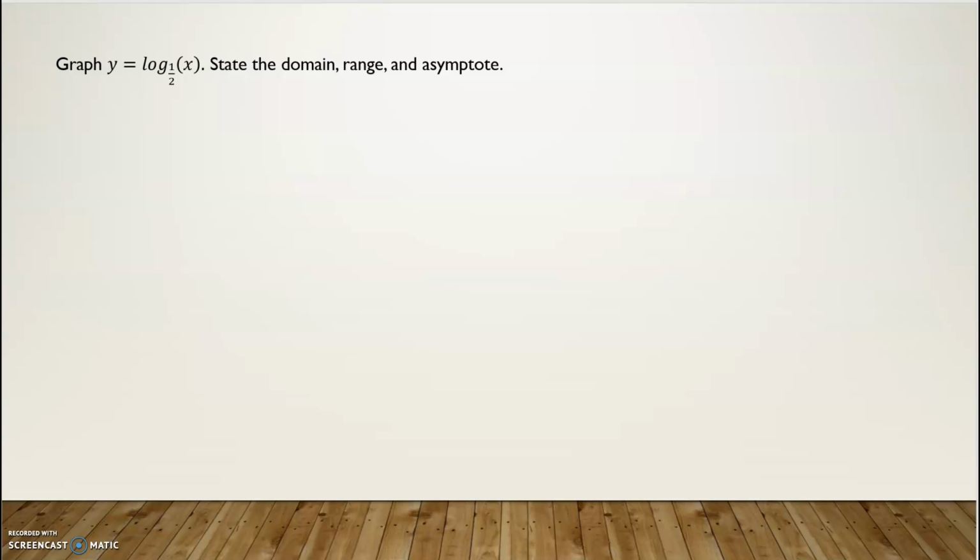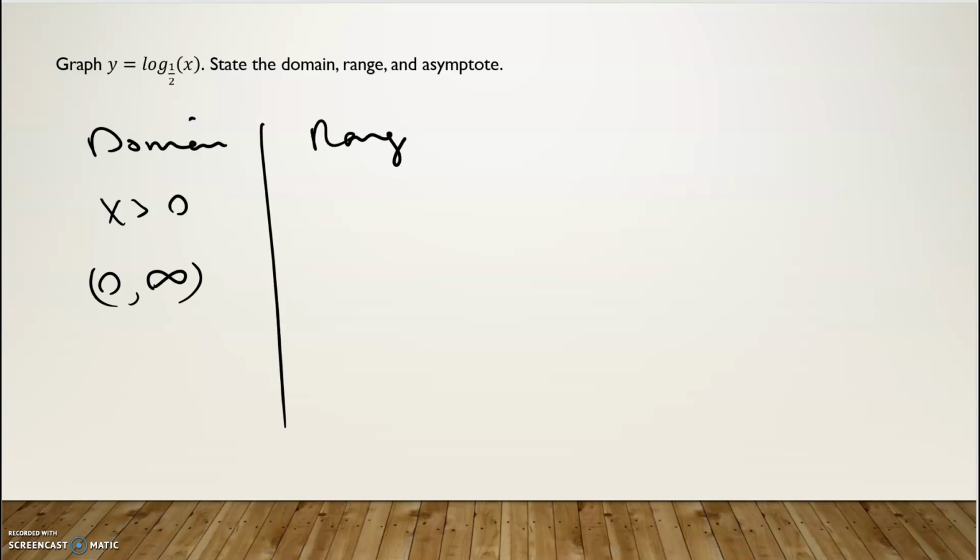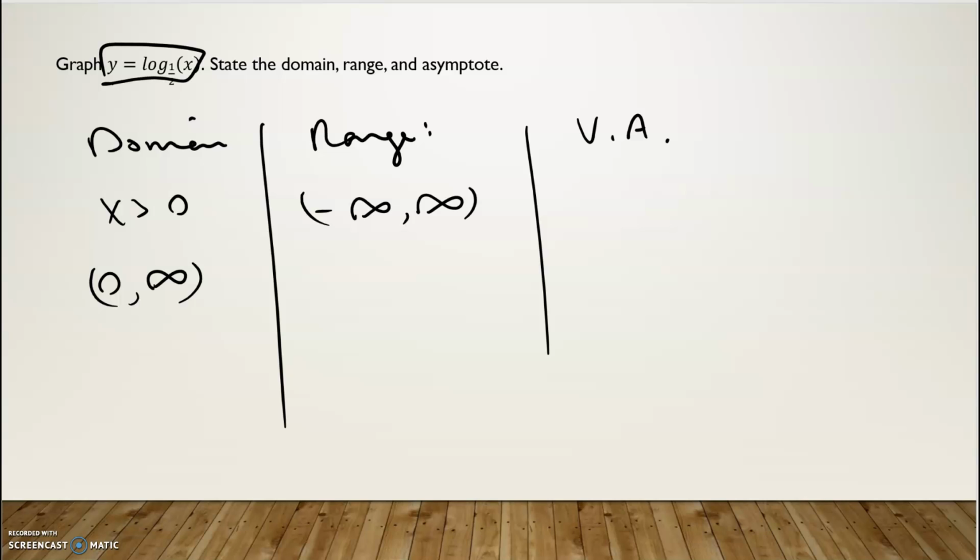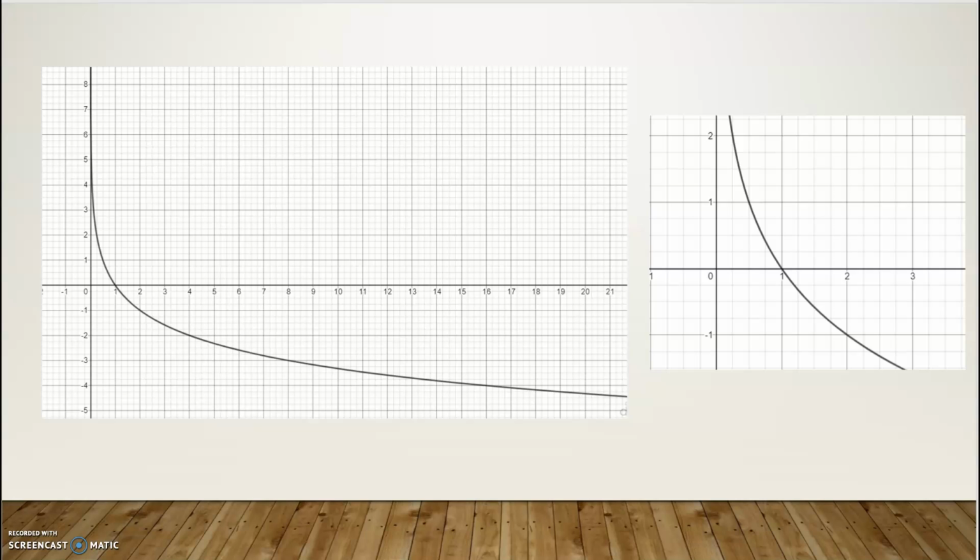Okay, now let's look at this one. Say the domain, the range, and the asymptote, and it would be exactly the same. Your domain would be x is greater than 0, so from 0 to positive infinity. The range doesn't change, so that would be from negative infinity to infinity. And the vertical asymptote, because we haven't transformed it at all, really we just have a base of 1/2, is just going to be x equals 0. Now if we look at that function, the domain goes from 0, so it's getting really close right here, at 0, and then going out to positive infinity for your x values.